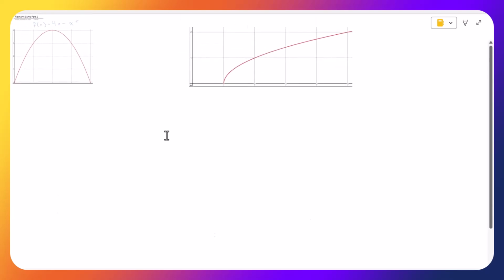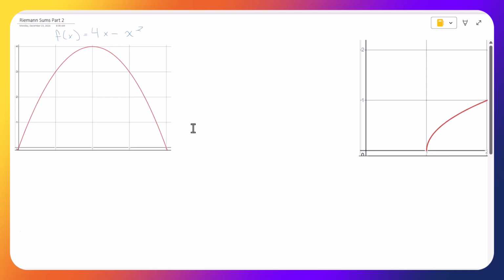Okay, so let's go over the last two types of Riemann sums that we're going to go over in this class, which are midpoint and trapezoidal. So, how do we do this? Starting with our left one, this is where we're going to use our midpoint one.